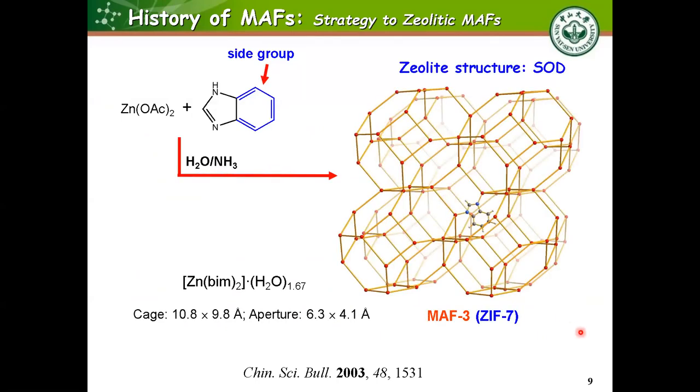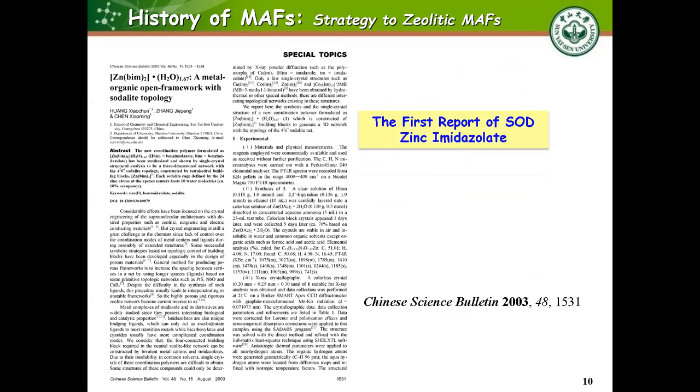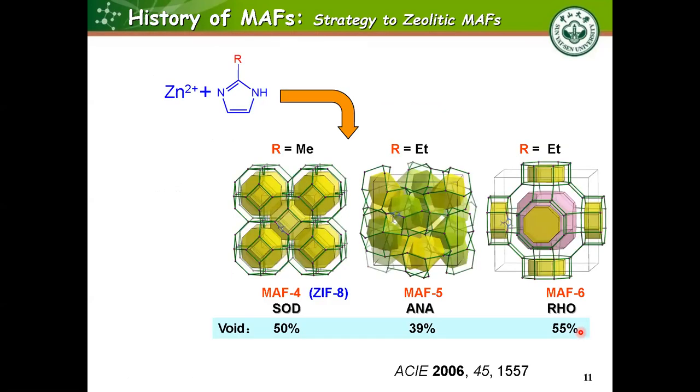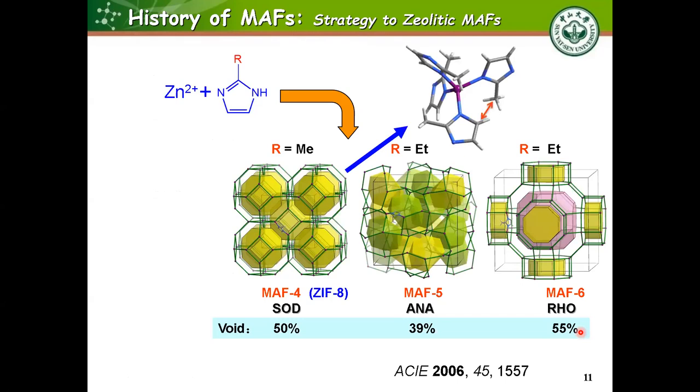About the same time, we reported the first example of porous zinc imidazolate frameworks, which was made with benzimidazolate. With the presence of the phenyl group here, the compound has a zeolite-like topology, sodalite, which has small windows or apertures and large cages. The synthesis and structure of this compound was reported in Chinese Science Bulletin in 2003 in English. We then demonstrated that different imidazoles with different side groups or under different reaction conditions can furnish porous MAFs with zeolite-like topologies. For example, three MAFs with different zeolite-like topologies are shown in this slide.